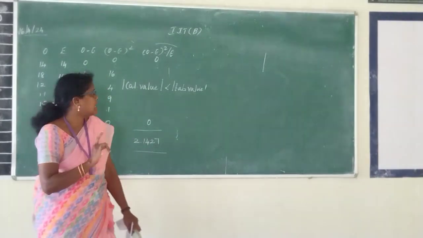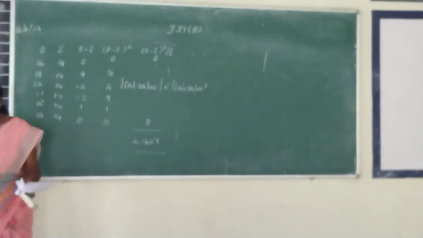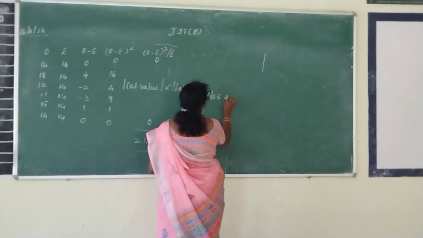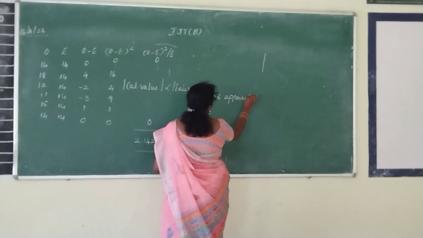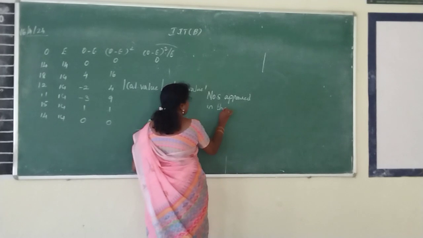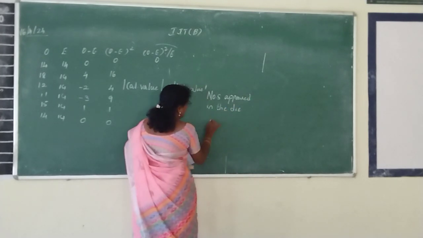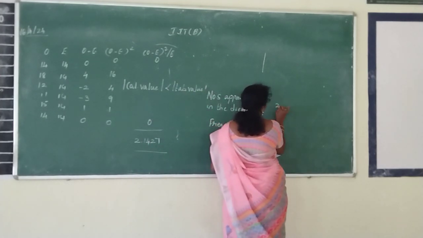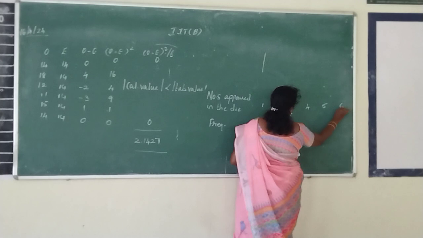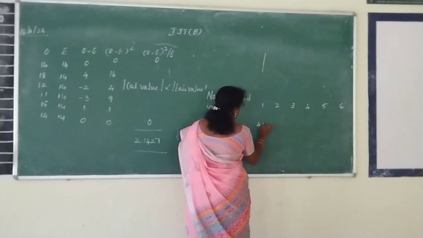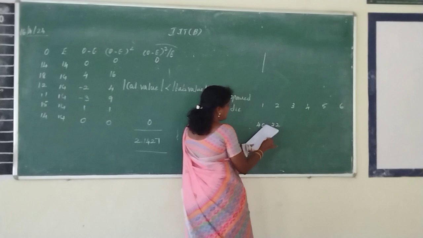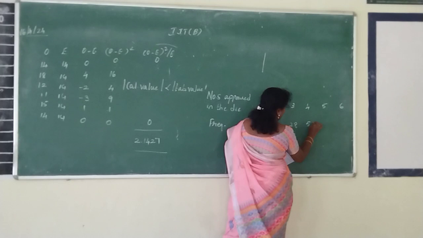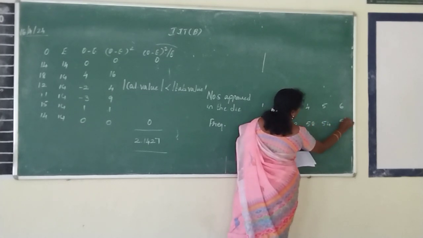Now we have to check whether the die is biased or not. Take a look at the numbers that appear in the die and the frequency. The numbers appearing are 1, 2, 3, 4, 5, 6. The frequencies are 40, 32, 28, 58, 54, 52.